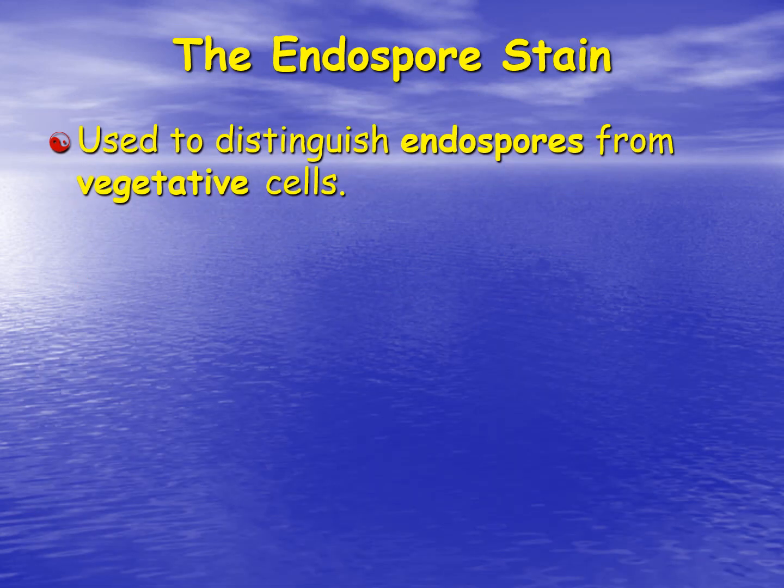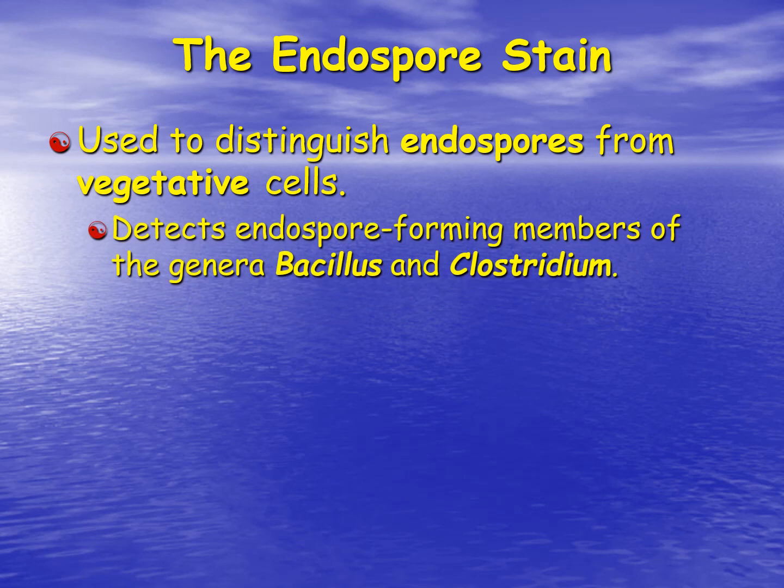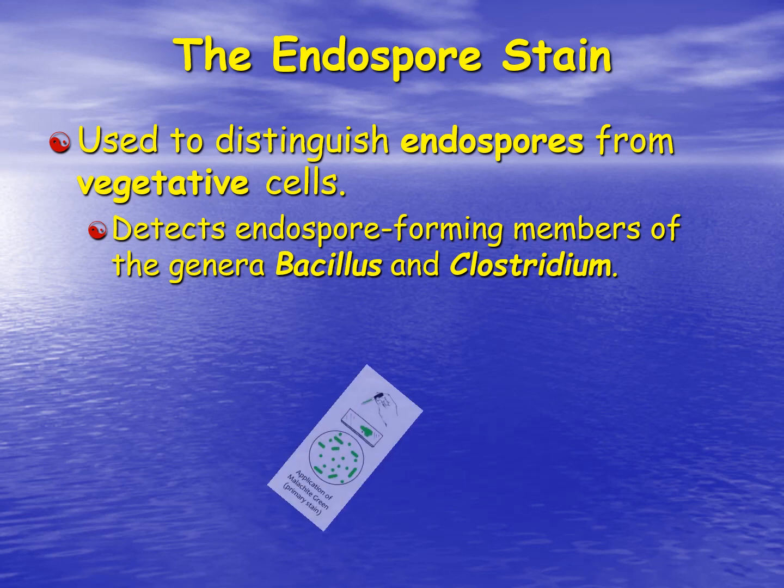Endospore stains are used to distinguish endospores, which is a survival mechanism that some genuses of bacteria can produce, from the vegetative or living cells. The two major pathogenic classes of endospore formers are the genera Bacillus and Clostridium.